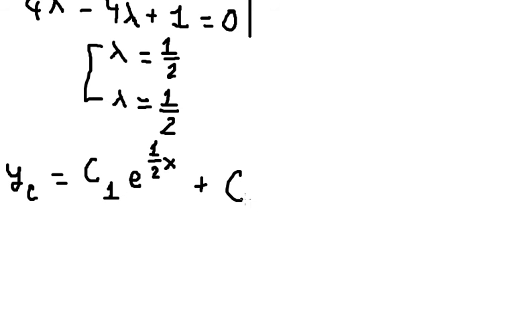And now we have c2. Because we have the same result, we need to put s, e to the power of lambda s, so that's s e to the power of 1 over 2 s. This is the complementary solution.